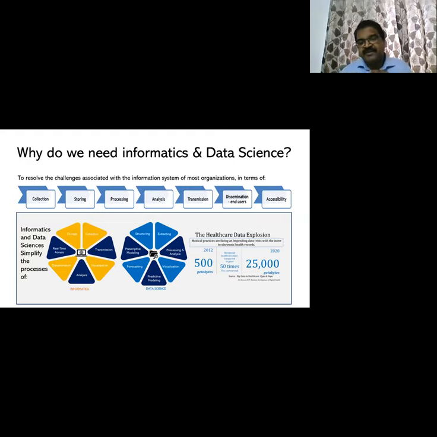Just now the first video talked about genome data, and you have a huge amount of data, and there are a lot of hidden patterns you need to identify, and there the challenge comes when you do everything on paper. It's difficult. You need certain tools which can find out based on maybe 10 parameters or 20 parameters or maybe 100 parameters. So there the role of informatics and data sciences comes, which simplifies the process of all these challenges from storage till real-time access of patients' data.